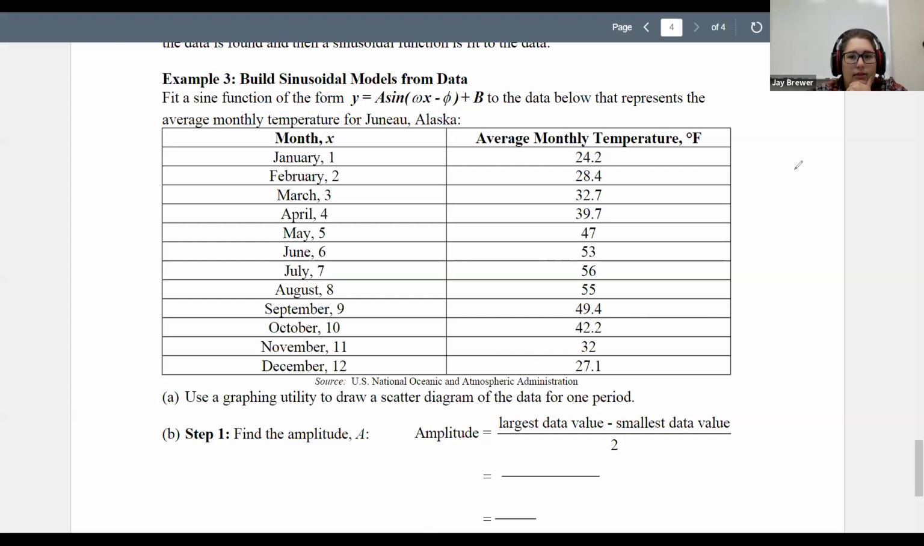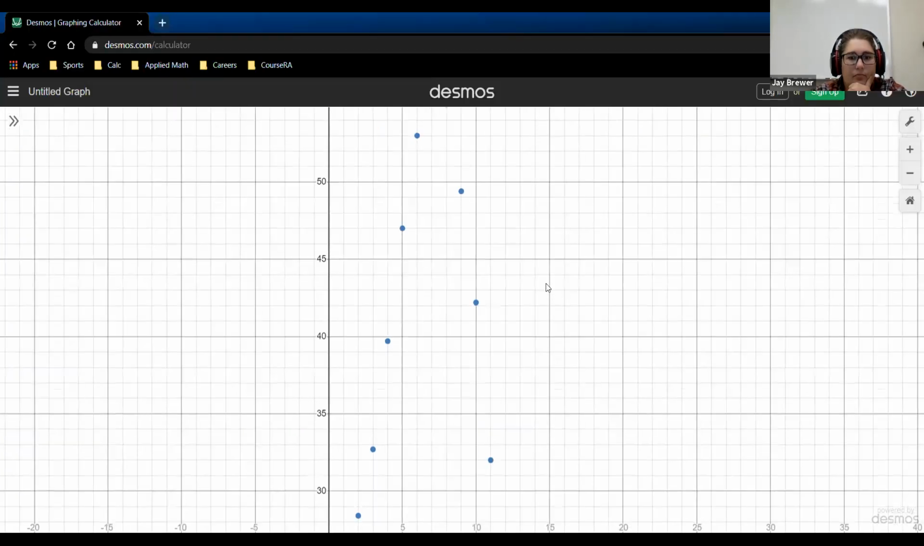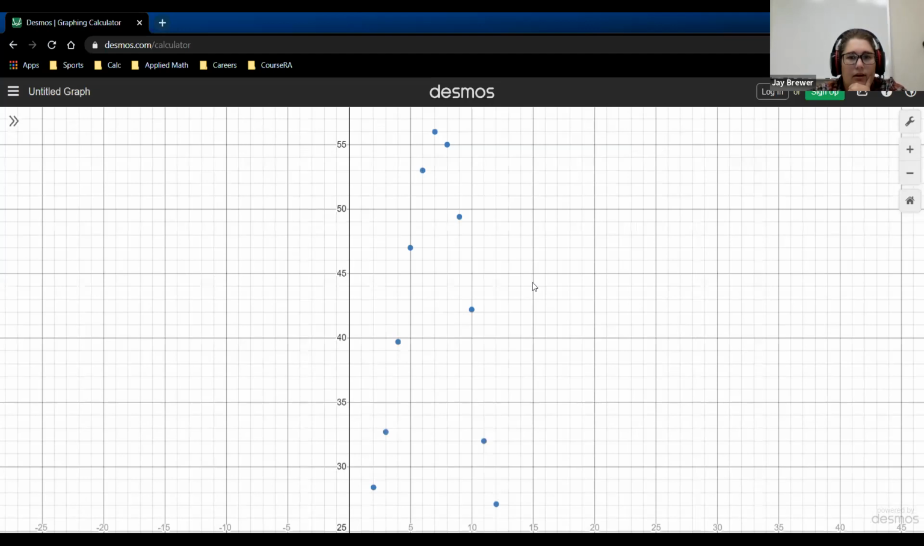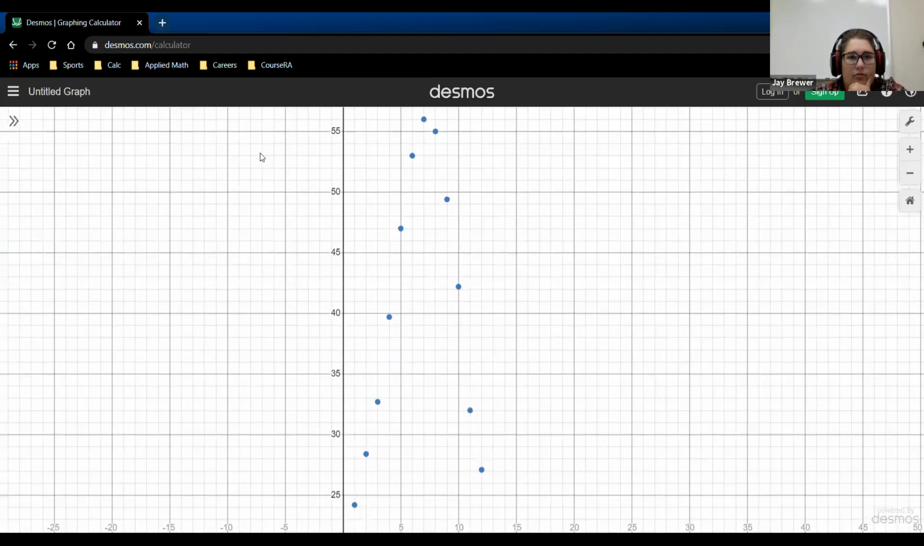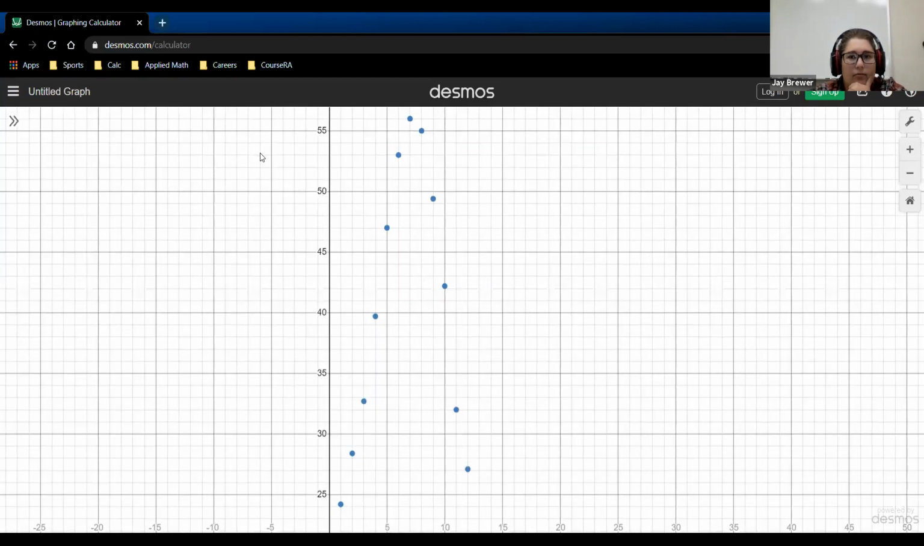I went over into Desmos and I typed in the points. So that kind of shows you where they are. I'm not going to show you the table just yet because it kind of shows you something else at the same time, and I want you guys to see that separately. So we're going to come back into the notes.